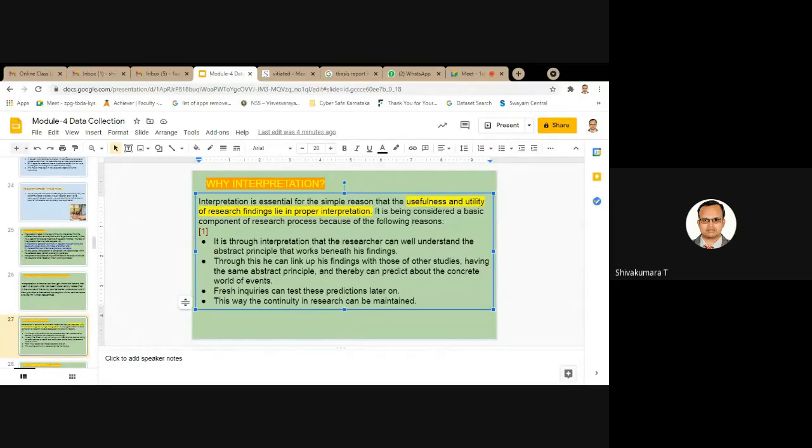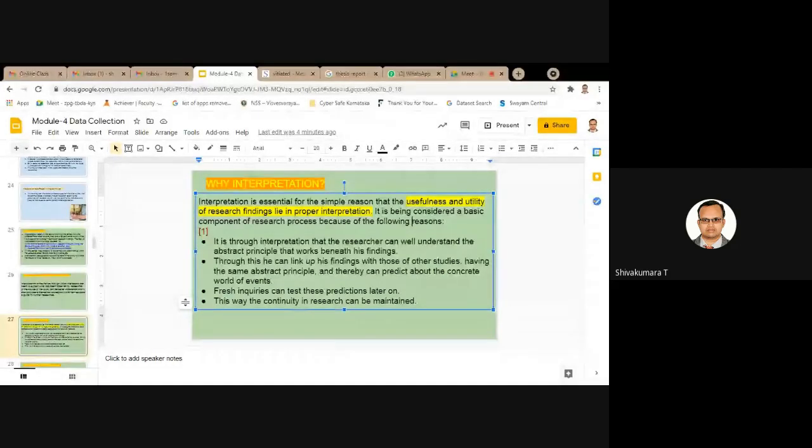So again, he is going to compare with the other cars that have already been built and try to tell that my car's features are far better than the other cars' features. Right. So it's a car. Here is the research process. It has the same abstract principle and thereby can predict about the concrete world of events.